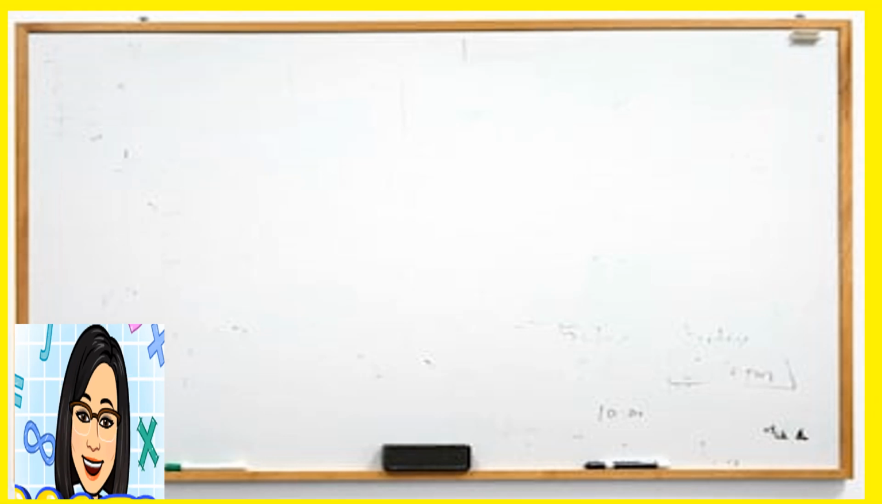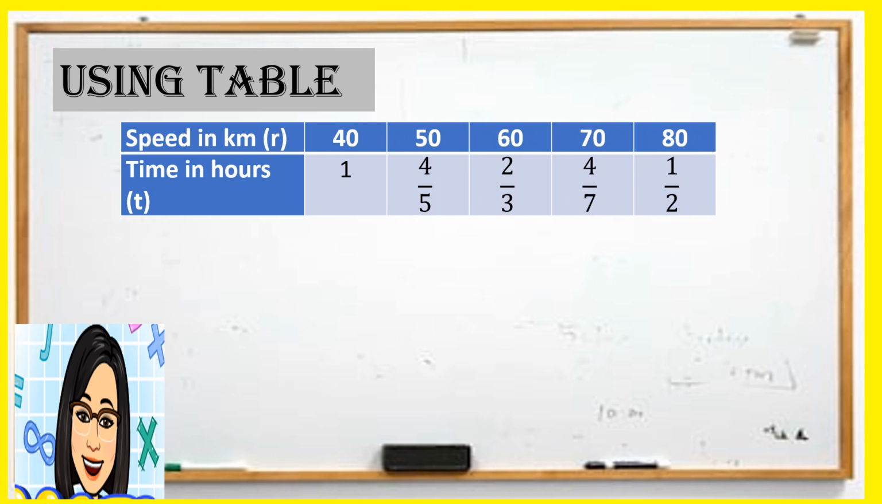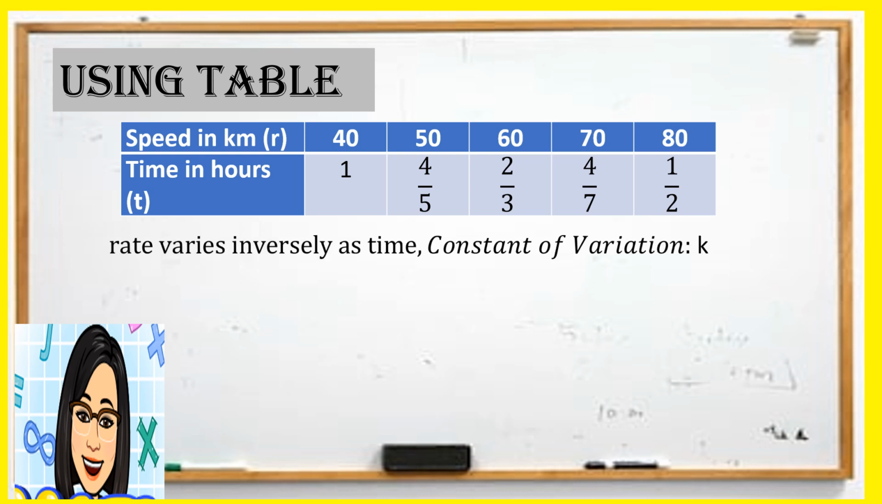Now, how will you determine if a table shows inverse variation? Look at the table below. The two quantities being compared are the speed or rate and the time. The rate varies inversely as time. So the constant of variation represented by k is obtained by multiplying rate and time. Let us find k. So k is equal to 40 times 1, which is equal to 40.